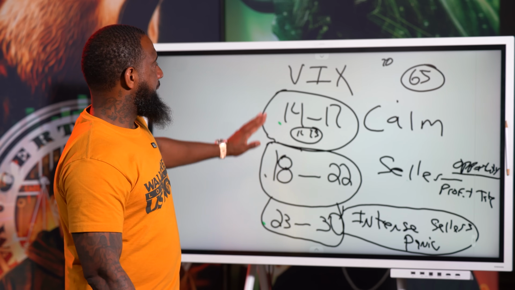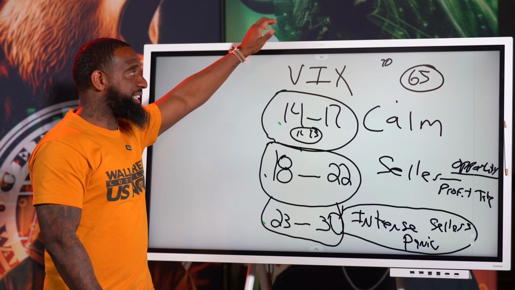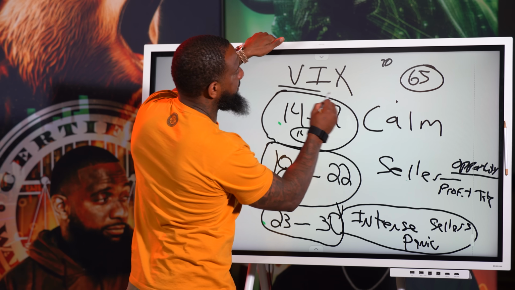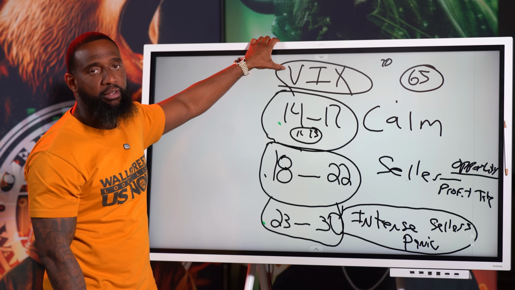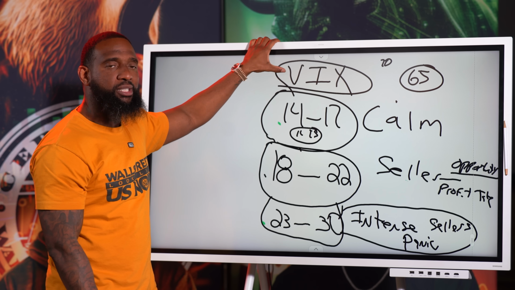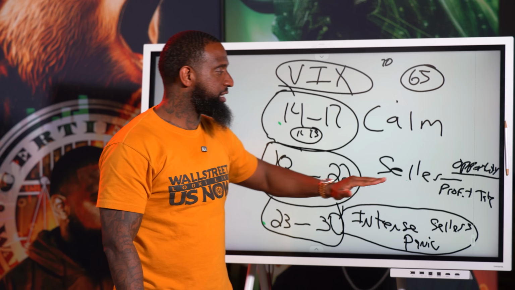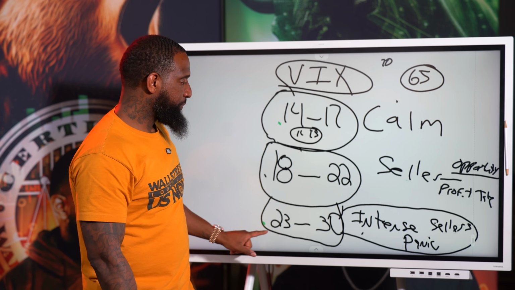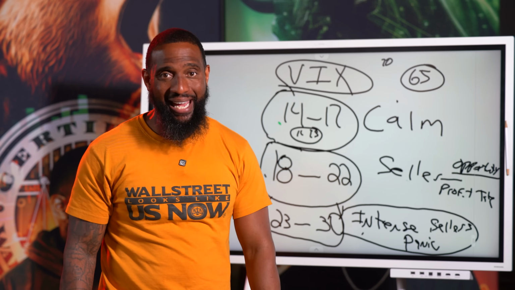So I hope you understand this, man. I hope that helped y'all big time. Understanding the VIX, this is like the pulse of the market right here. The VIX, CBOE, this is the pulse of the market. If you can understand the VIX, it'll help you out so much with understanding what phase the market is in. Are we in a calm phase? Are we in a take profit phase? Or are we in a sellers' panic phase?